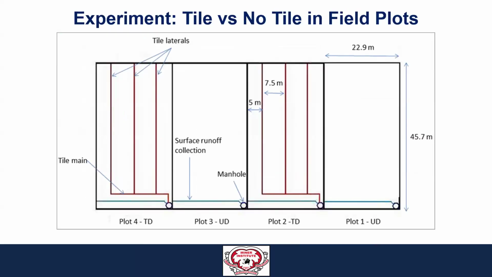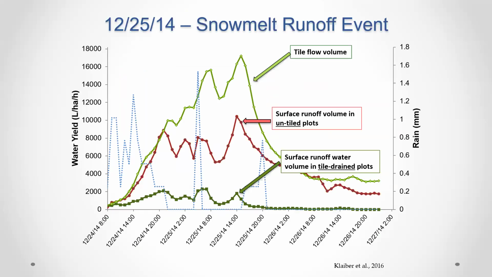But that doesn't have to be the case, and here I'll show in the next couple slides some data from one of our projects where we had two tile-drained plots and two undrained plots. And so what we see here is water yields on our vertical, over a few days of a snowmelt and rainfall event in the winter. So we have the tile flow volume and the surface drainage from those tiled plots, and then we have the surface runoff only from those untiled plots.